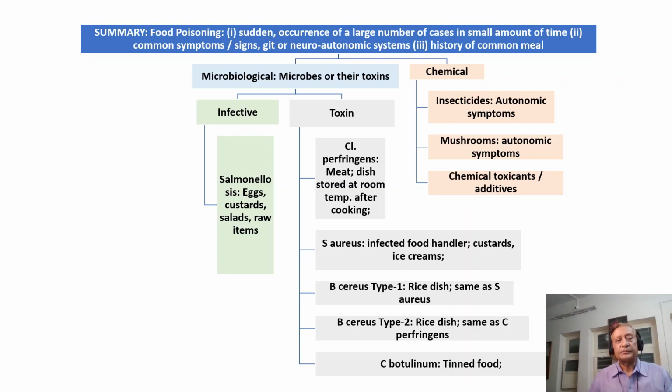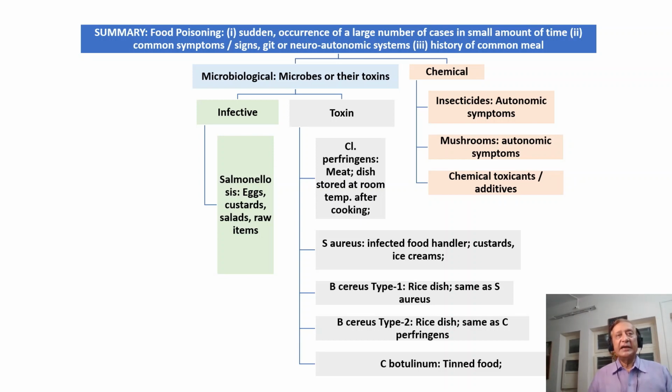Now, the main aspect of food poisoning is the microbiological type, and this type is further divided into two types. One is the infective type, which is due to actual infection, the presence of the organism itself, and second is the toxin type, which is due to the production of toxin by the organism, not by the organism itself, but the toxin creates the symptoms and clinical manifestations. Infective type, primarily there is only one, that is salmonellosis caused by Salmonella species, non-typhoidal Salmonella as we call them, Salmonella typhimurium and Salmonella suis cholerae. Usually transmitted through eggs or custards or toppings like salads and other raw items.